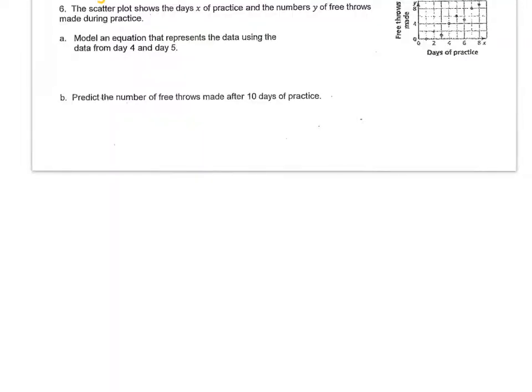So problem 6: the scatter plot shows the days x of practice and the number y of free throws made during practice. We're supposed to model an equation that represents the data using the data from days 4 and 5. They did give me 2 points, although they didn't say specifically what those points were. They gave me day 4 and day 5, and we know that our days were our x's, so our x's are 4 and 5.